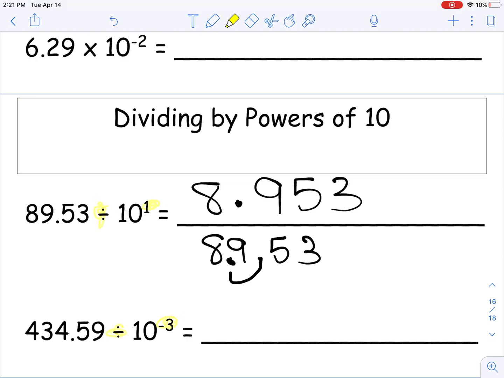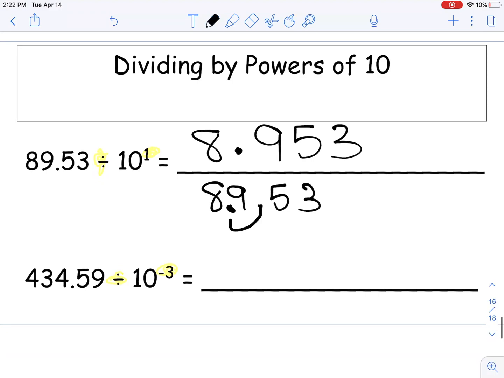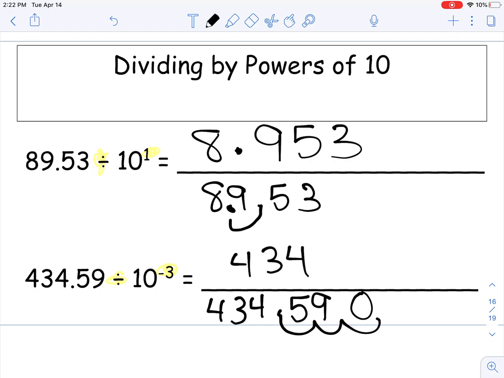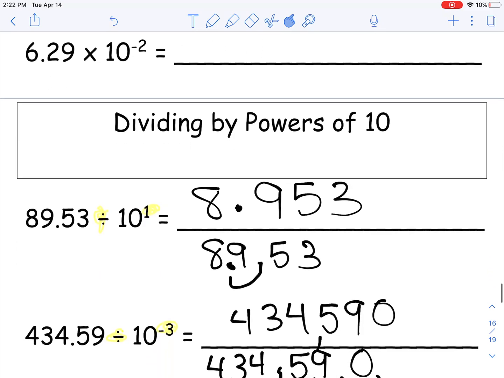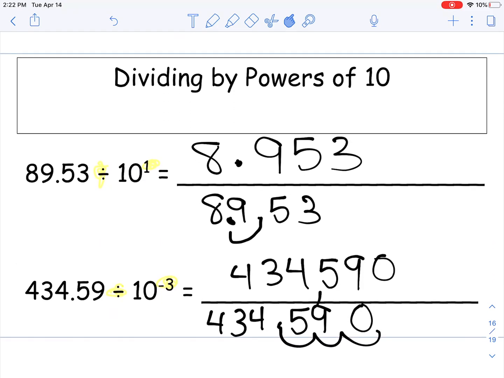Negative division, again, is going to go to the right. So I've got 434.59. Going to the right 3, 1, 2, 3. So my new value is going to be 434,590. Again, sorry about the slides, guys. I accidentally made a copy of the multiplying here. No big deal. Just feel free to skip over it. If you want to answer that problem, it's okay.